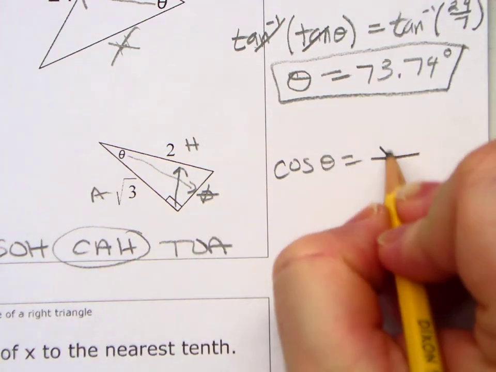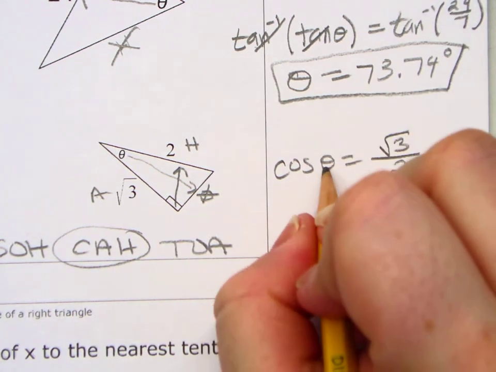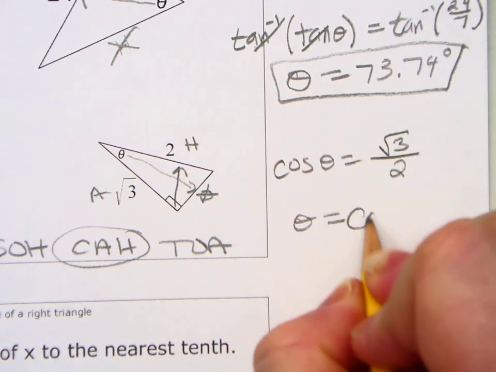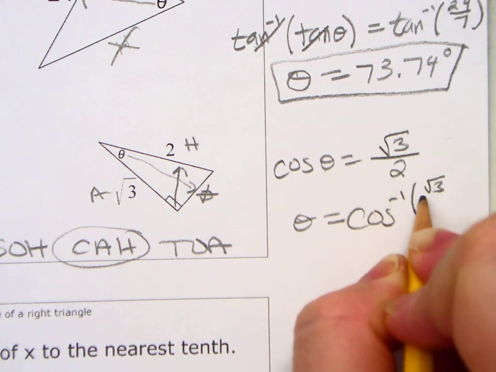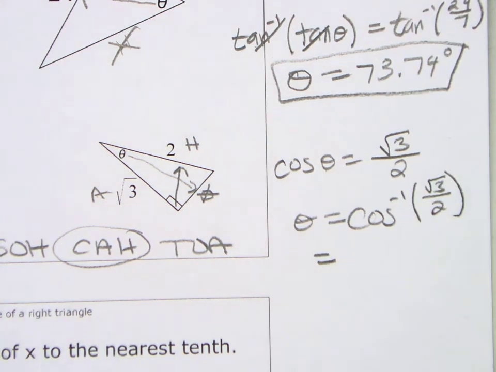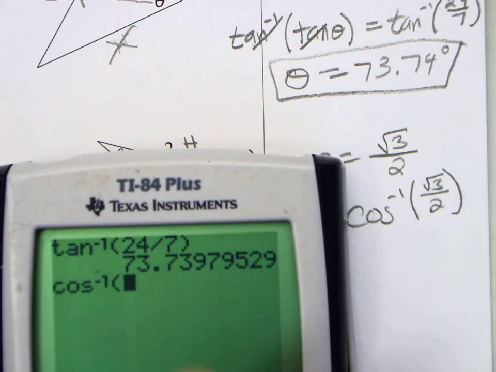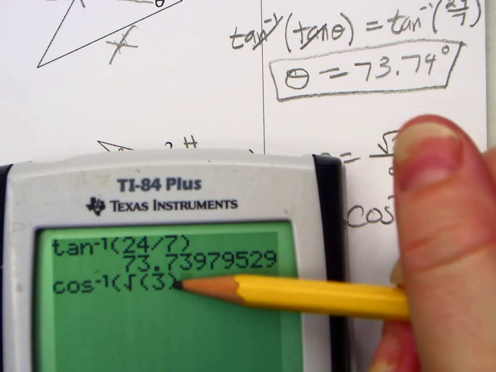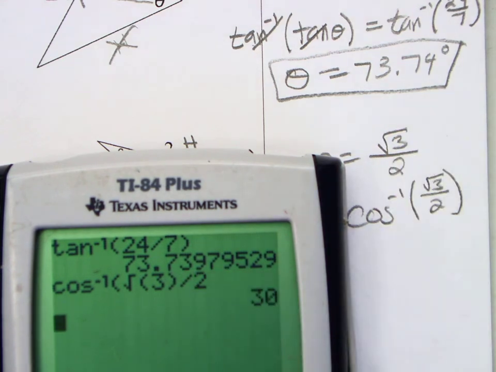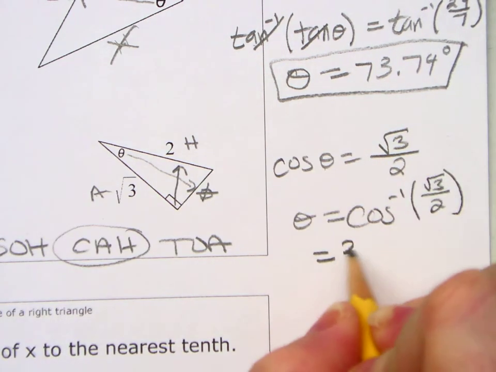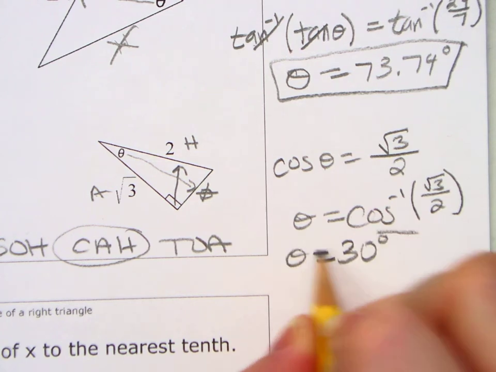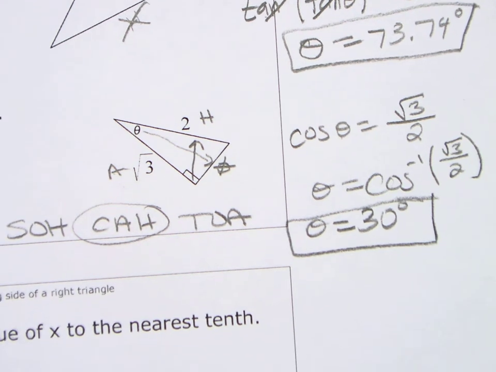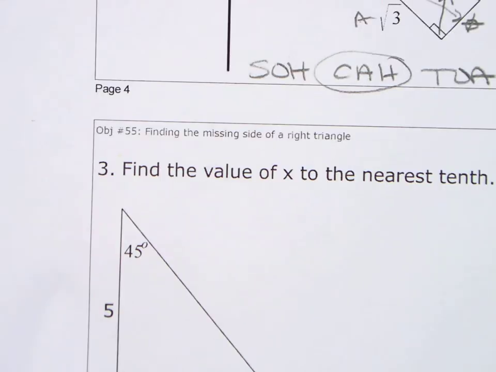equals radical 3 over 2. I'm going to do the inverse, really cosine minus 1 on both sides. So it's cosine minus 1 of radical 3 over 2, which equals second cosine radical 3. Close the parentheses. You have to close that. 30 degrees. And we're done. So that is finding the angle. That's what we did yesterday. Now we're going to move on and find a side.